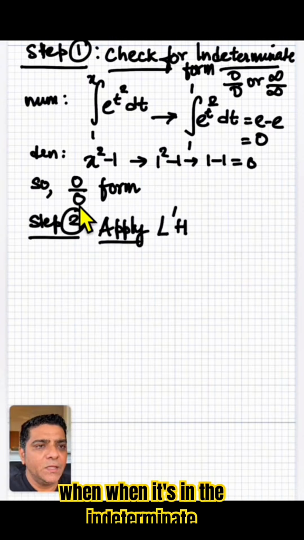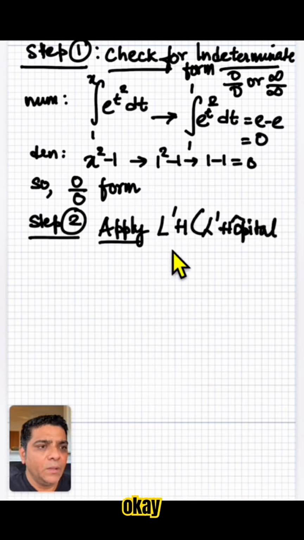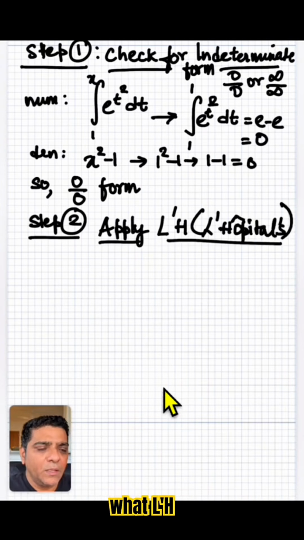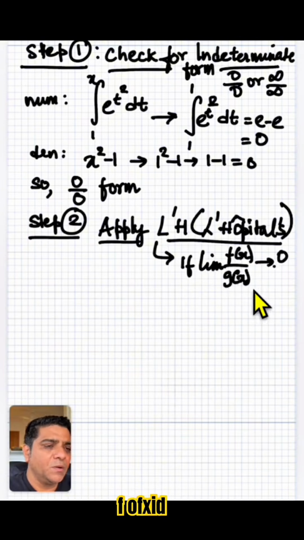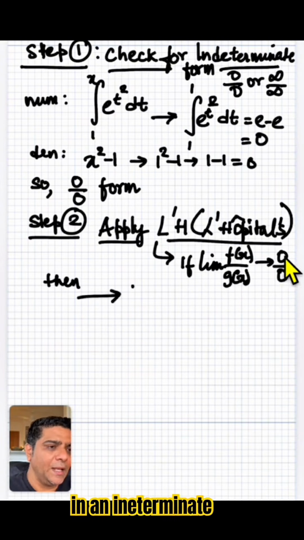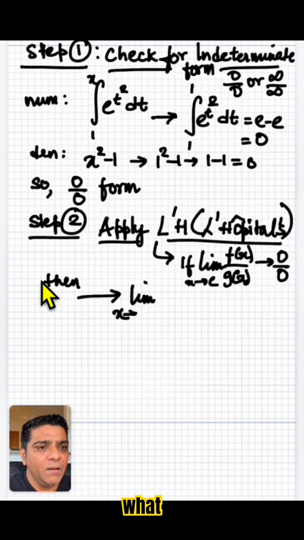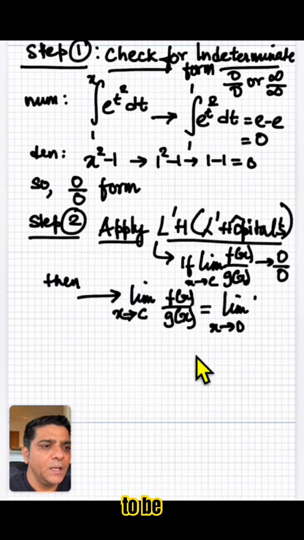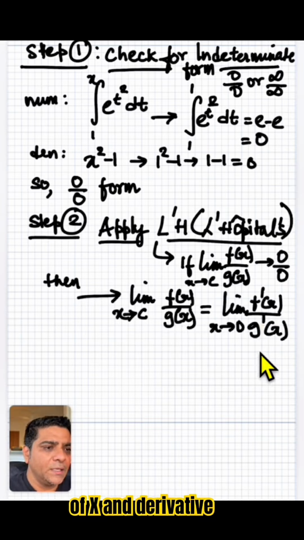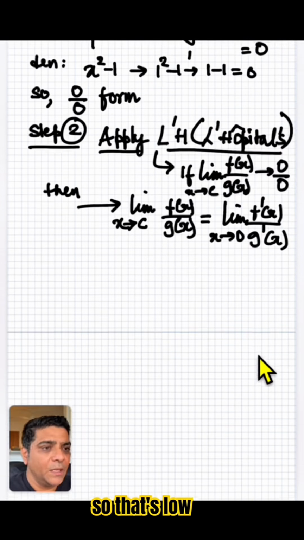When it's in the indeterminate form, we're going to use what's called L'Hopital's rule. L'Hopital's rule says that if you take the limit of f of x divided by g of x as x approaches c and it's in an indeterminate form like this, then that limit is equal to the limit of the derivative of the numerator, f prime of x, divided by the derivative of the denominator, g prime of x. So that's L'Hopital's rule, just a quick review.